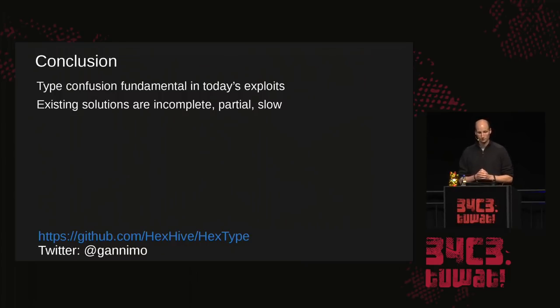So to actually conclude, type confusion is fundamental in today's exploits. There's a set of existing solutions that are incomplete, partial, and slow, and make it very hard for us to protect these systems.